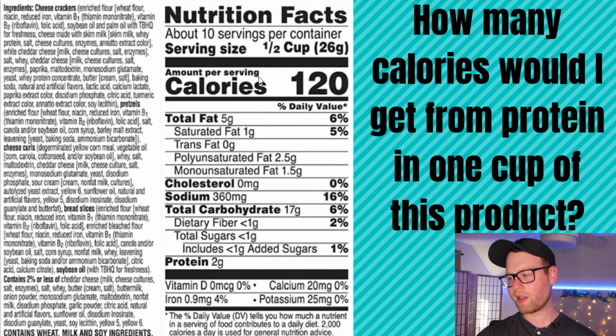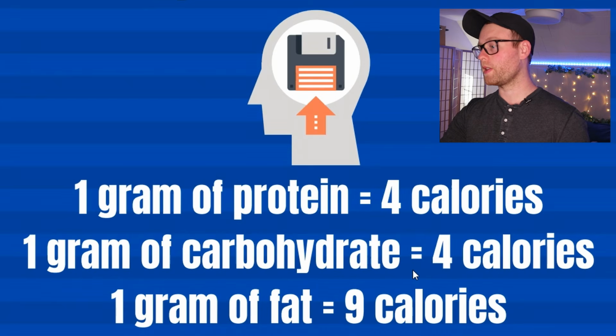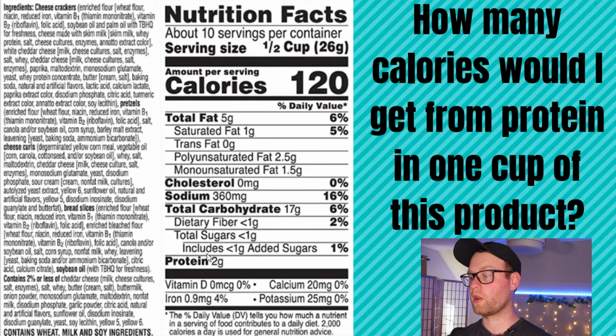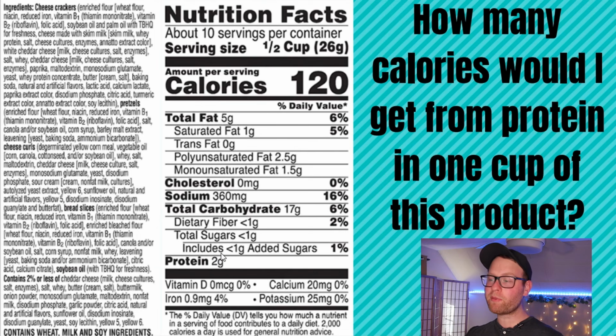For example, let's look at this box of Cheez-Its. How many calories would I get from protein in 1 cup of this product? Okay, so first things first, we gotta go down to protein, and we see 2 grams right here. We can see that for every 1 gram of protein we have, we get 4 calories. So 2 grams right here times 4 equals 8. And most likely 8 would be one of the choices in an A, B, C, D multiple choice exam, except 8 is not the right answer.